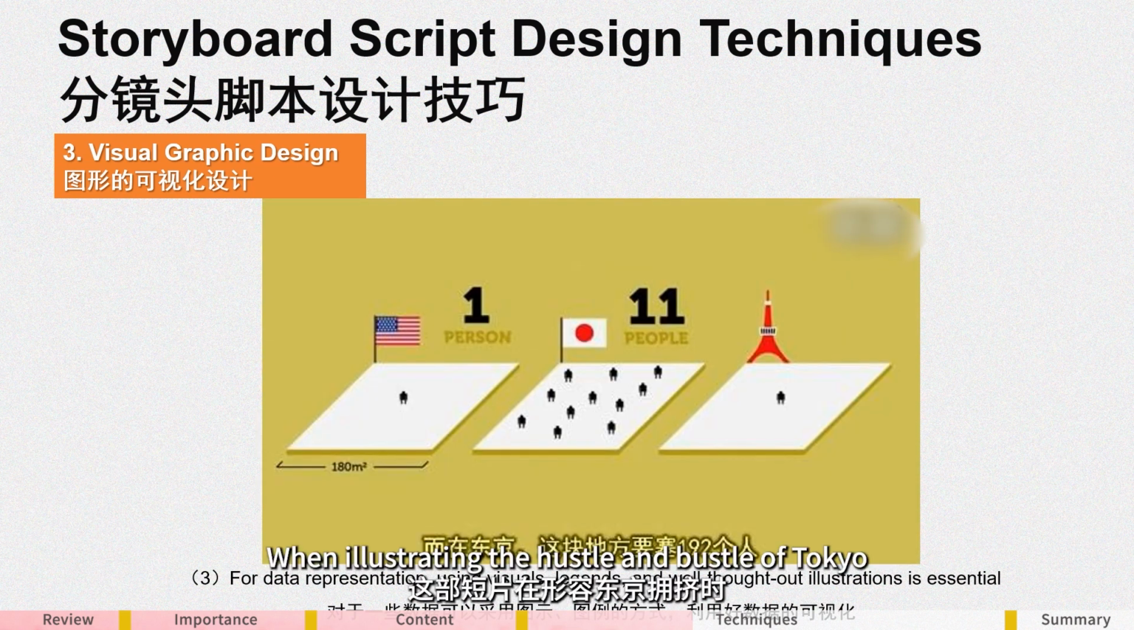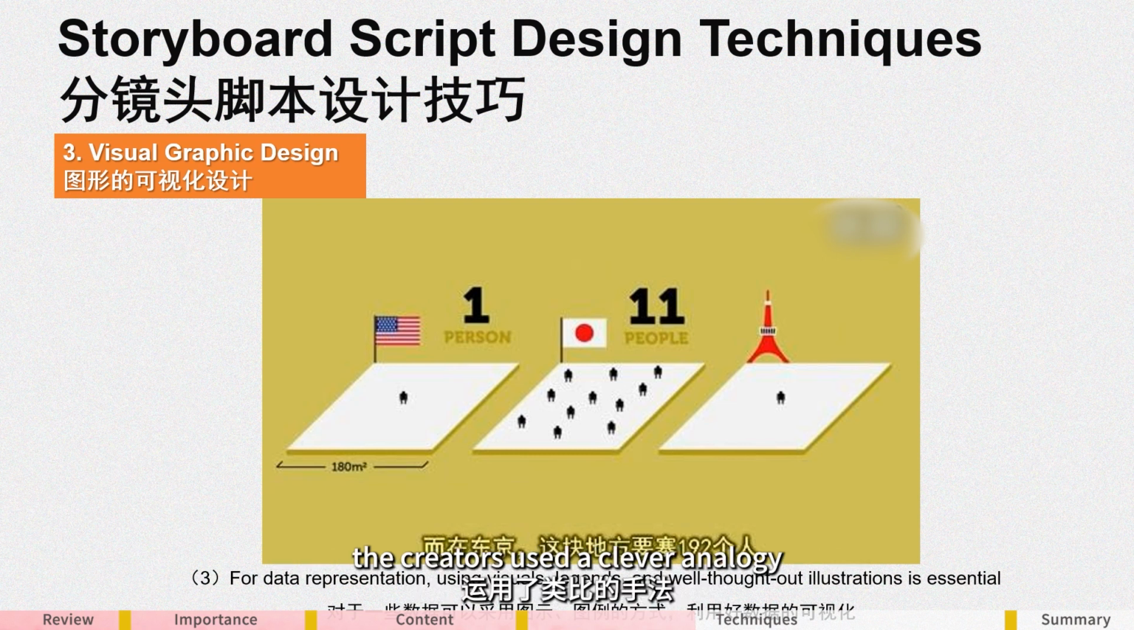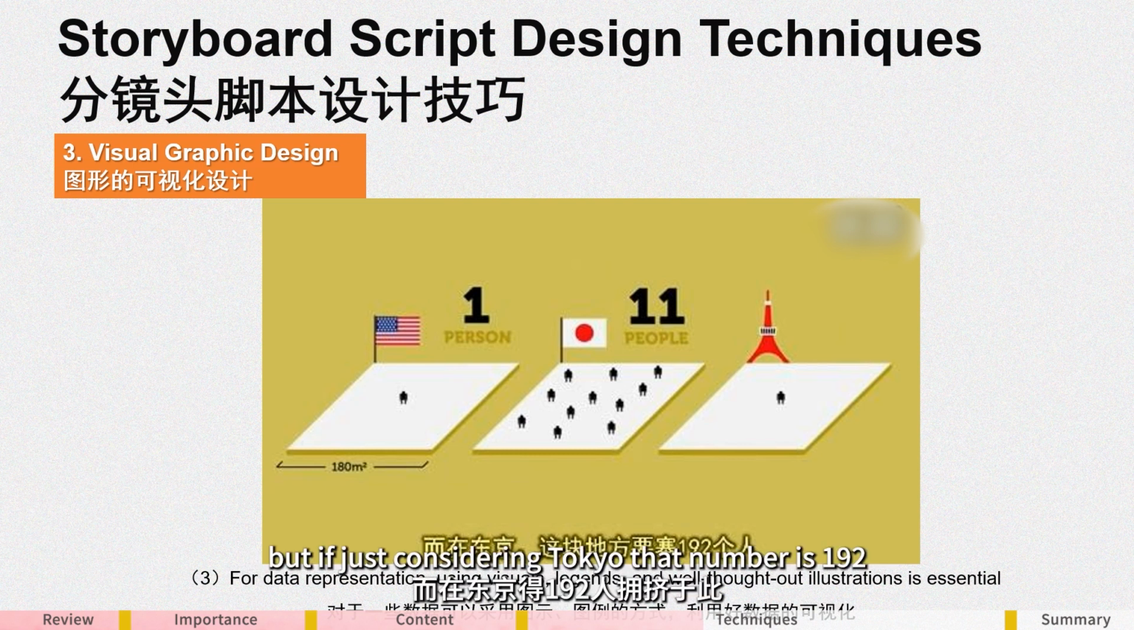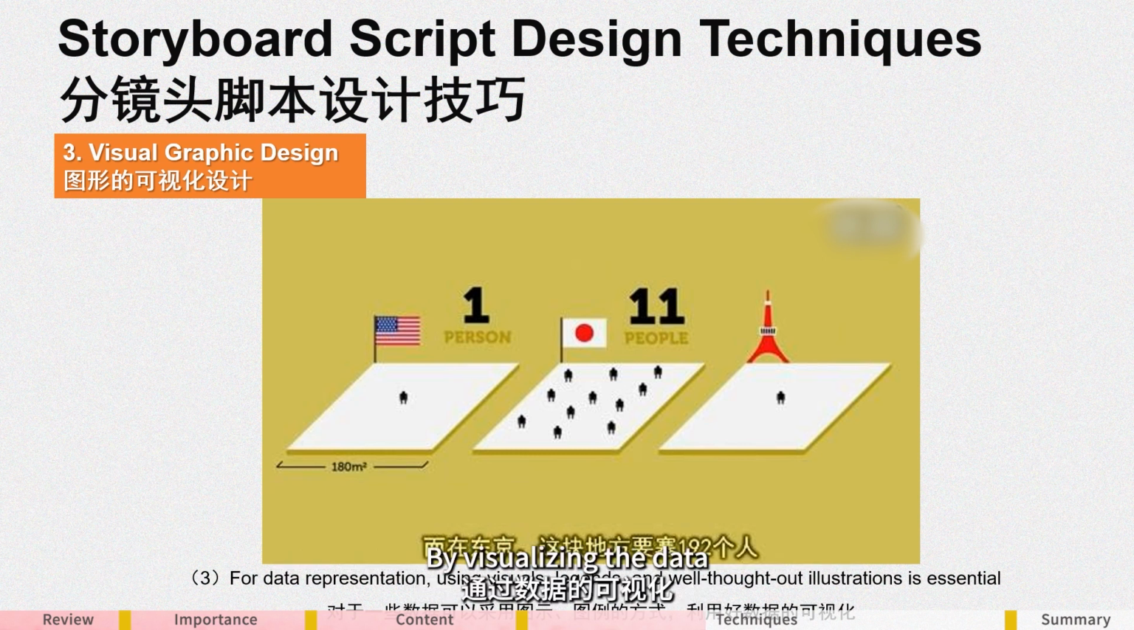When illustrating the hustle and bustle of Tokyo, the creators used a clever analogy. They compared a 108 square meter area where one person stands alone in the United States to Japan accommodating 11 people. But if just considering Tokyo, that number is 192. By visualizing the data, the content was presented vividly, intuitively, and effortlessly, making it easy for the audience to grasp.